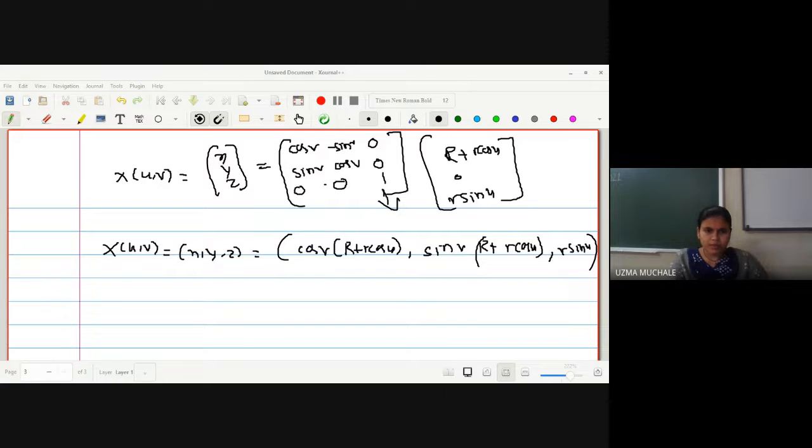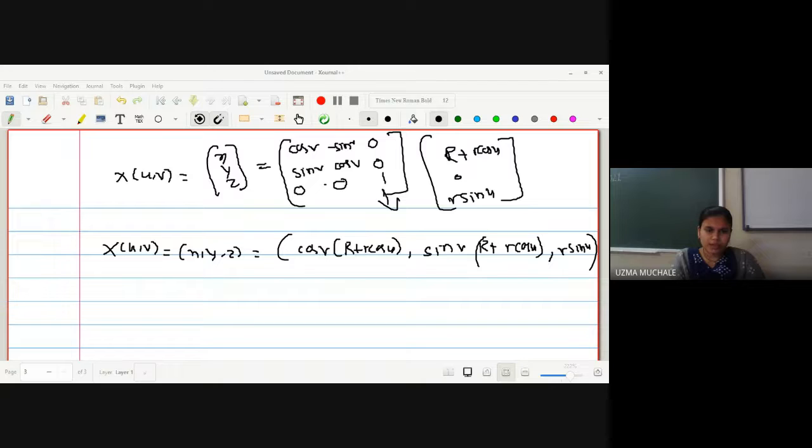Now we want to find x u, x v, and then x u cross x v. So can you find x u cross x v and check whether it is regular or not? Yes, everyone has to do this now.